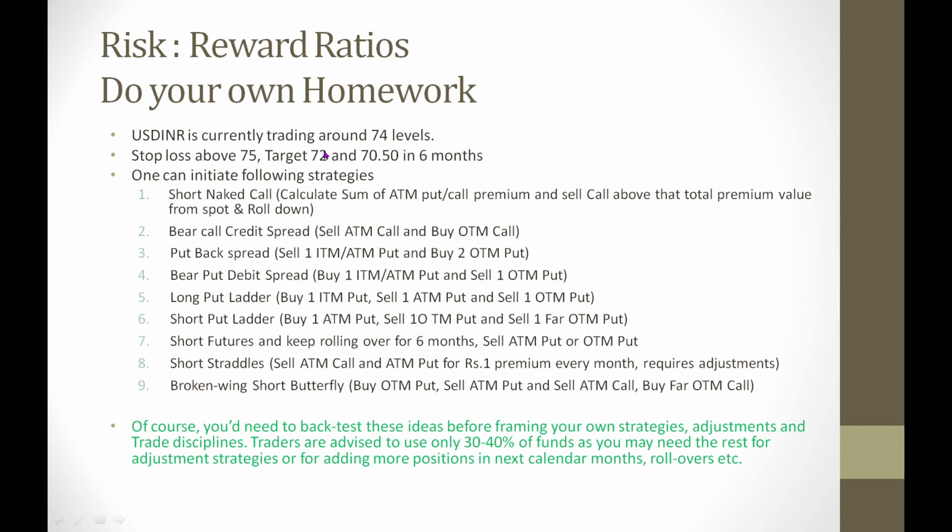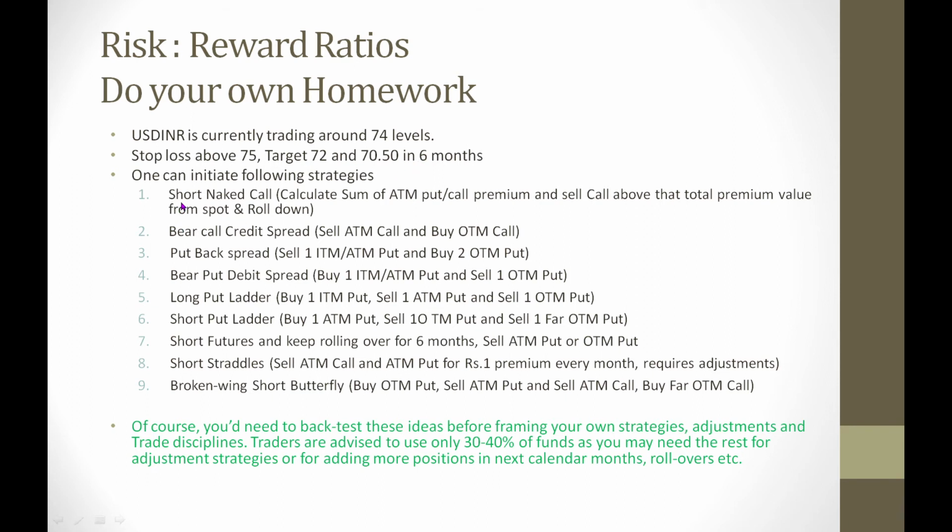Quickly, we assume that since the dollar is trading at 74, we are looking at a 1 rupee stop loss, and keeping a stop at 75, we see a 2 rupees downside target, which is a 1:2, and also we see a 1:3.5 in the next 6 months, which is a fantastic return.